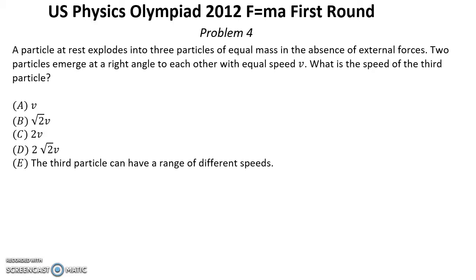Solution. Here we can use momentum conservation, which is initially equal to 0 and finally must be equal to 0. So the momentum of the first 2 particles is m multiplied by square root of 2 v, and it must be equal to the momentum of the third particle in the opposite direction, which is mv prime. So from here we can find that v prime equals square root of 2 v, which is answer B.